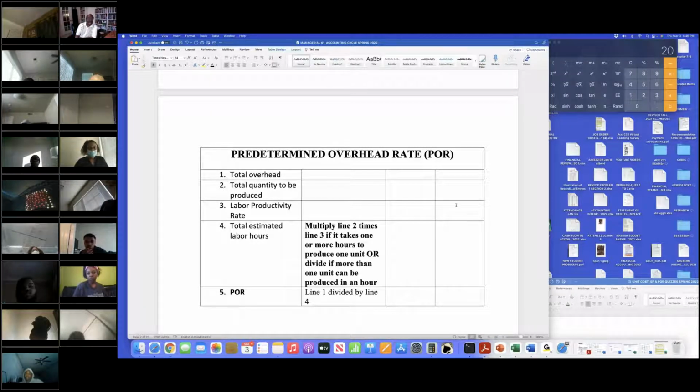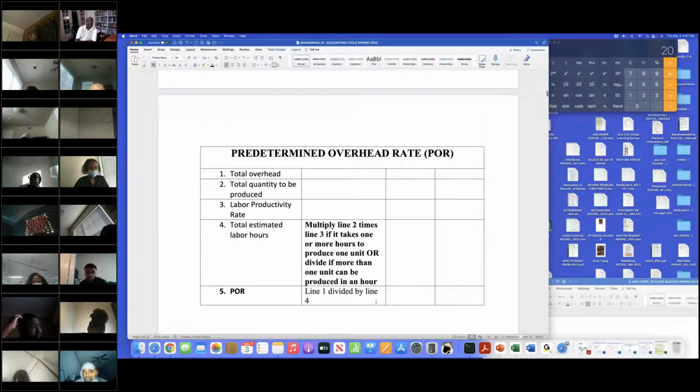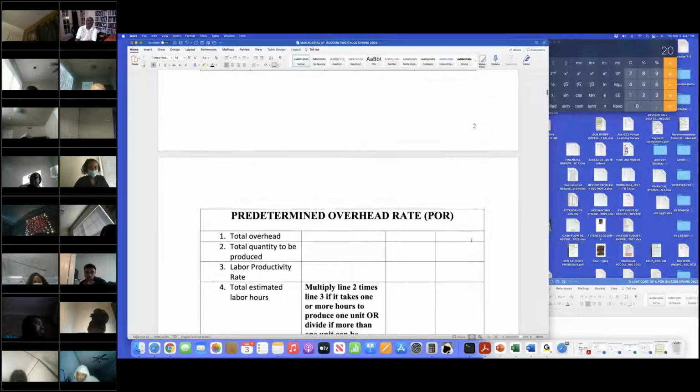We need the total hours needed to make the item. We're going to multiply if it takes more than 1 hour to make the item, or we're going to divide if it can take more than 1 hour to produce an item. Line one divided by line four gives us the POR. So this is the framework that you can use. Let's look at our first example.